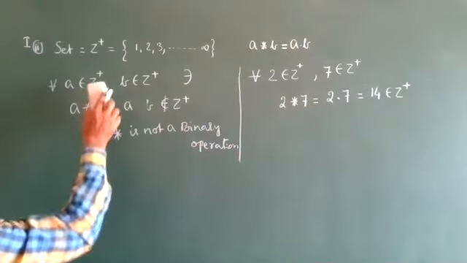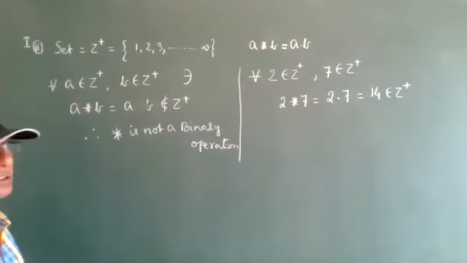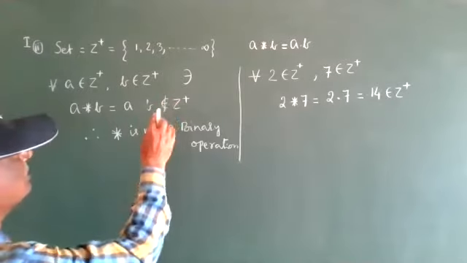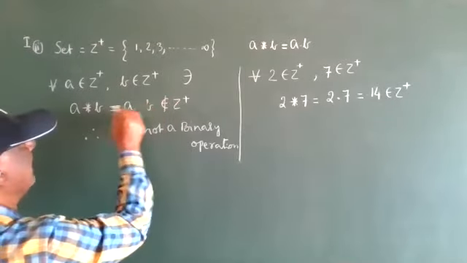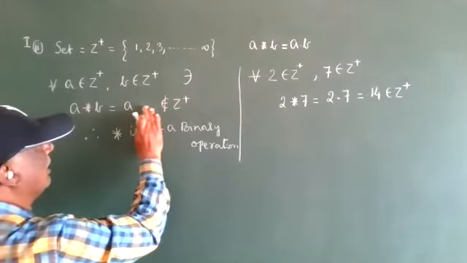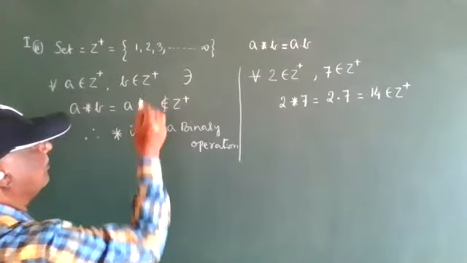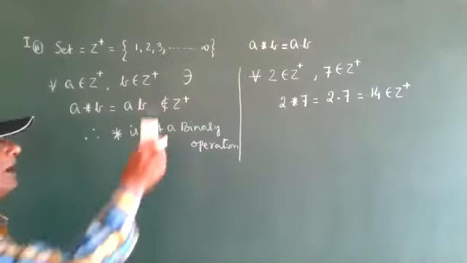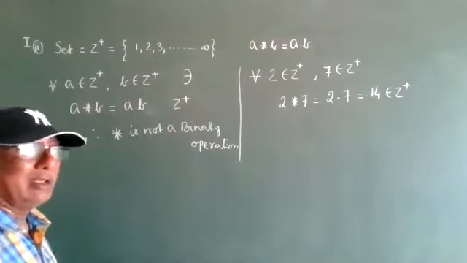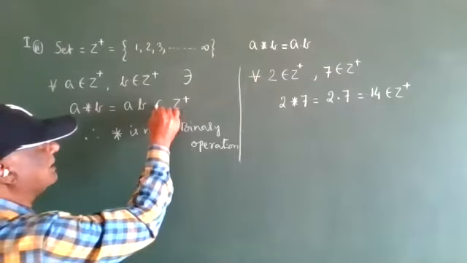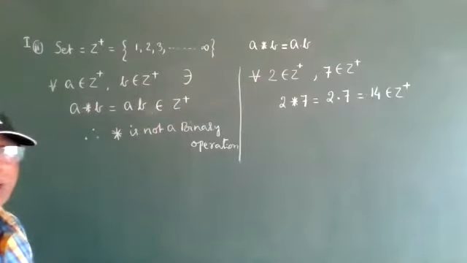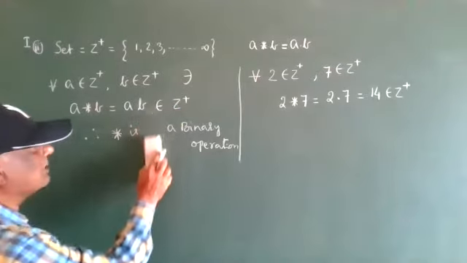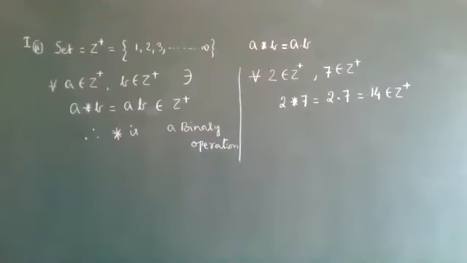Here write down: for all A belongs to Z plus, B belongs to Z plus, such that A star B is equal to AB belongs to Z plus. Any value you can take from Z plus. So star is a binary operation.